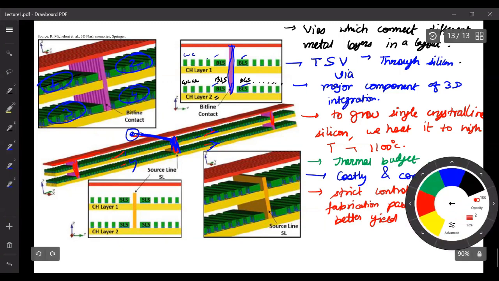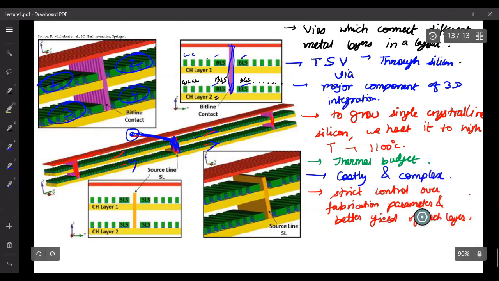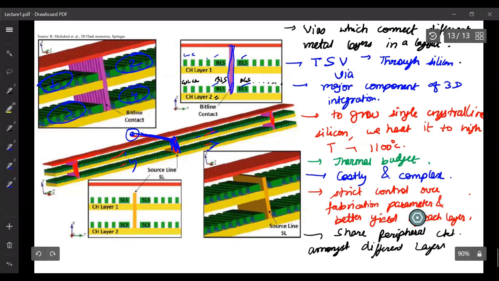Also, the advantage of this is you can share your peripheral circuitries amongst different layers. So even the area efficiency is improved further just because of this sharing.